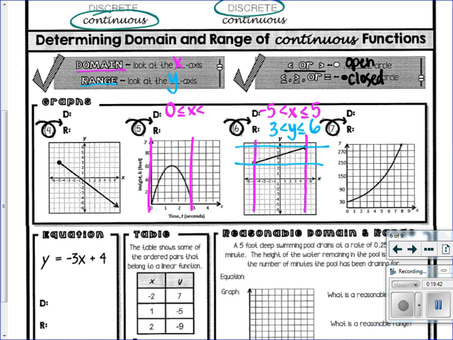Then for the far right, what number are we at? Again, there's no open circle and there's no arrow, so it's equal to. Then for our range, the y values, we can set it up the exact same way, bottom up to the top. What's the lowest value? 0, and there's no open circle or arrow, so equal to. And then what's the top part? And there's no open circle, so equal to.